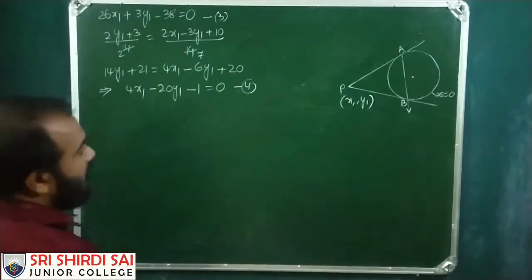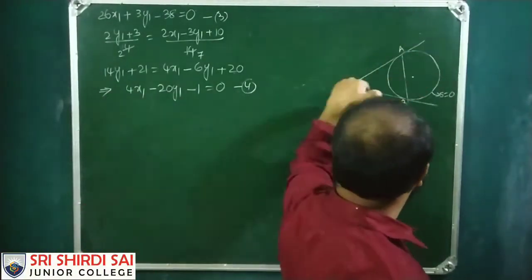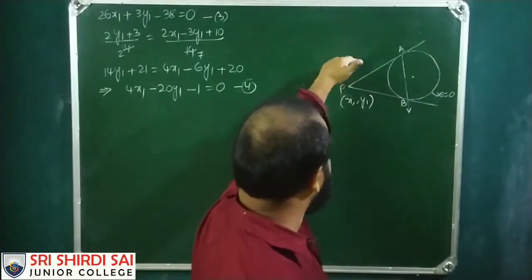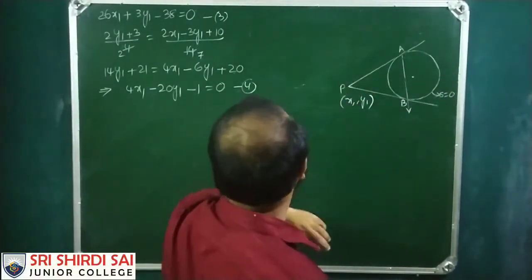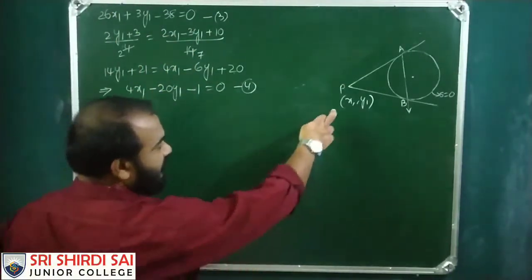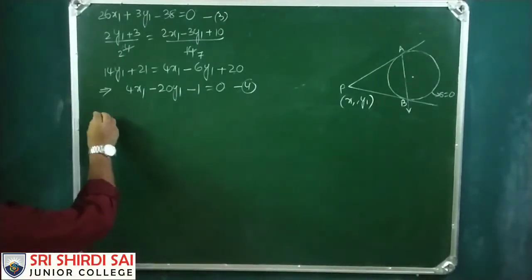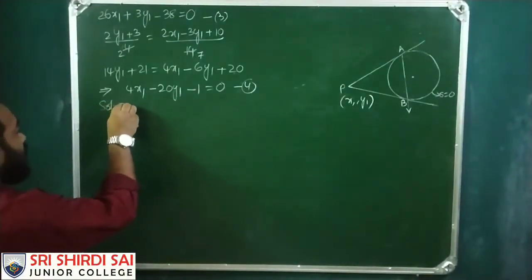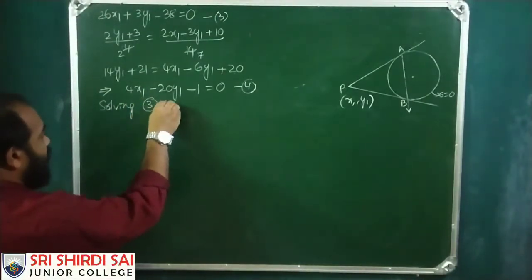So this is one straight line and this is one straight line. These two tangents we are getting. So solving these two, we will be getting P. So solving these two, we will be getting x1, y1. What is this x1, y1? This is P. That is what we are required to find. So solving 3 and 4.